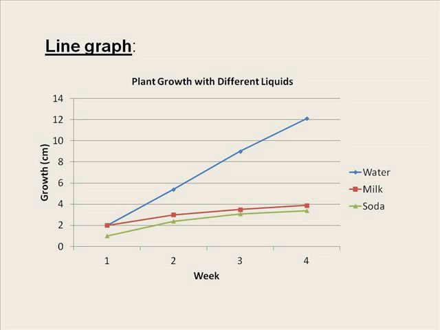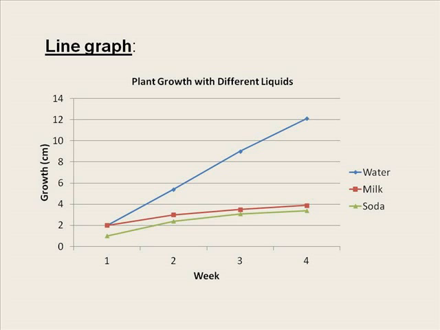Here is an example of the graph for this experiment. I made separate lines for the soda, the milk, and the water. Now, when we looked at the data table, you could tell very easily which liquid was the best for plants by looking at the week 4 height measurements.